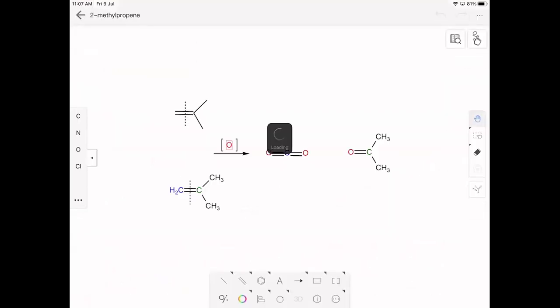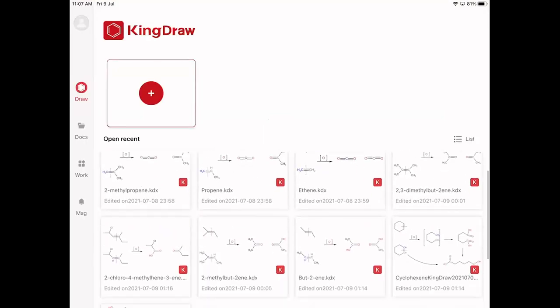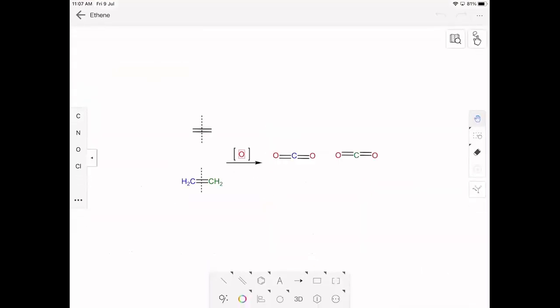Cool. So here's an example. Let's start with the easy example, the first one, which is ethene. On the left-hand side, you have ethene, and the circle in the middle here is basically just saying I'm oxidizing it. In this case, it's hot acidified manganate ions. And then you'll notice that the two products are just carbon dioxide and carbon dioxide.